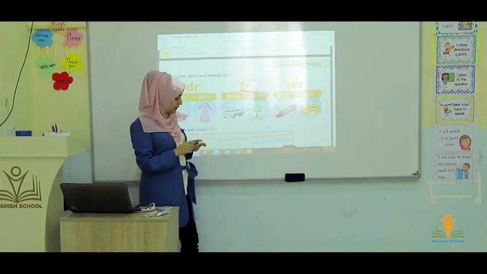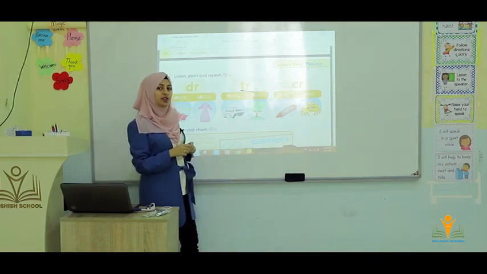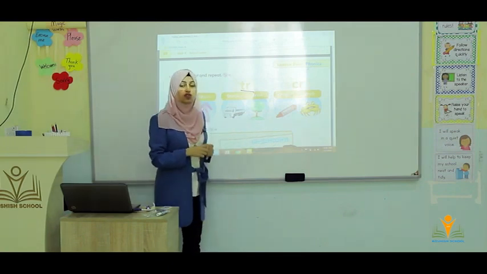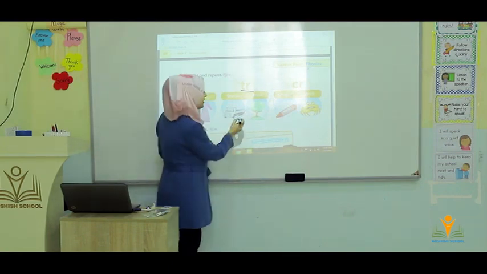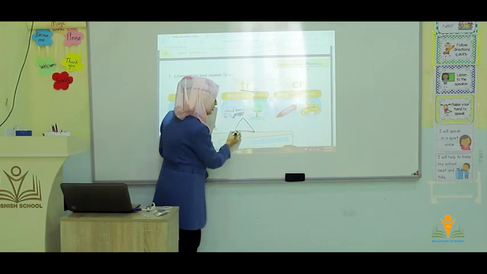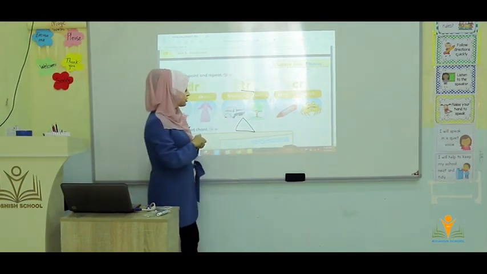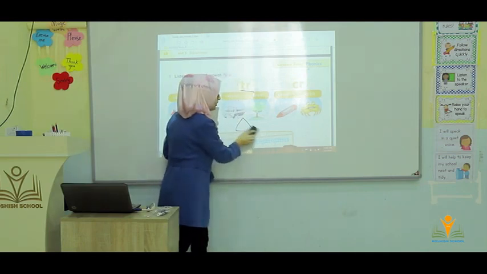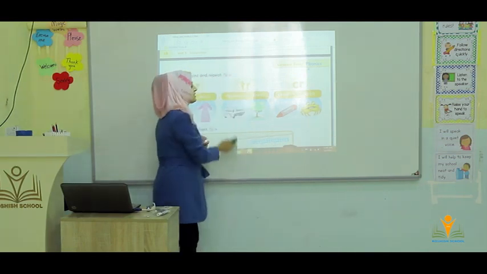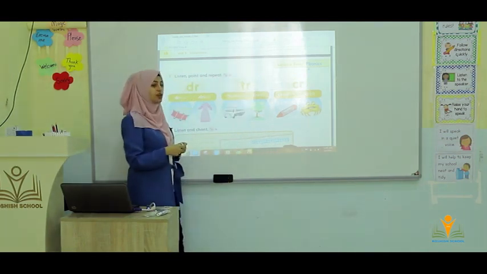We have also extra words for tr. For example, can you think? Think more. Trouble. Triangle. Do you know what's triangle? Like this one. This is a triangle, okay? Also, we have trouble. It means just like a problem. So this is the sound tr.